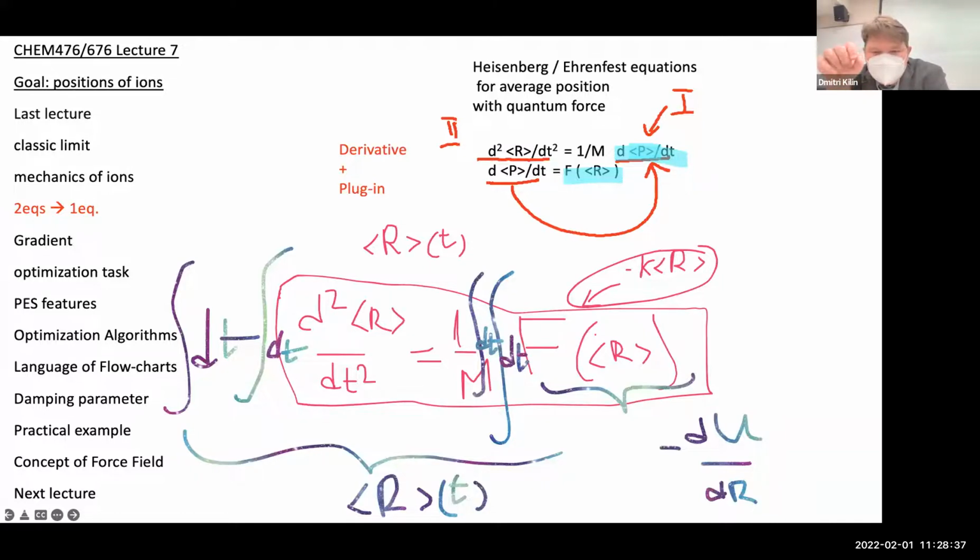Make a solution, make a step, then recompute the force, then make another solution. And then we will do it step by step, exploring either molecular dynamics or geometry optimization.